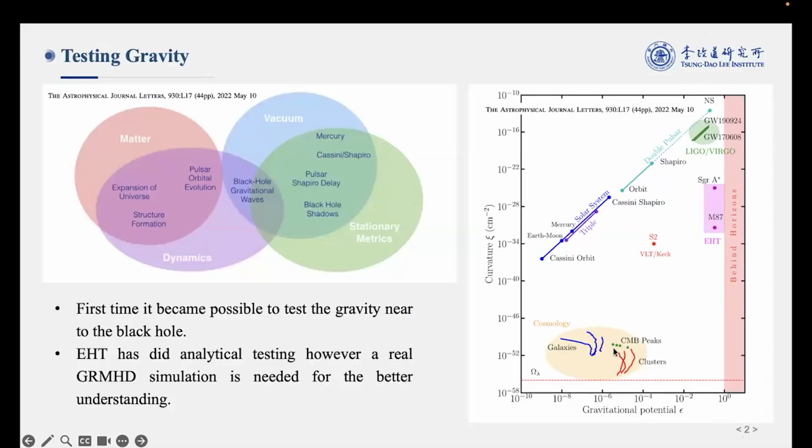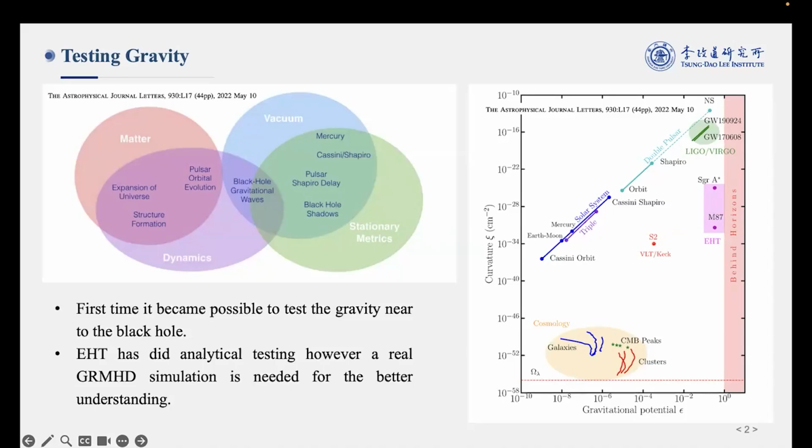What we want to do is take advantage of EHT observations of M87 and Sagittarius A star. Why this is important to test gravity can be understood from this right-hand side plot. In the x-axis you have the gravitational potential, and in the y-axis you have the curvature. All of the observations that we have done at different scales can be put into this parameter space. Particularly, EHT observations of Sagittarius A star and M87 are in the regime where both the gravitational potential and the curvature are very high, close to these black holes.